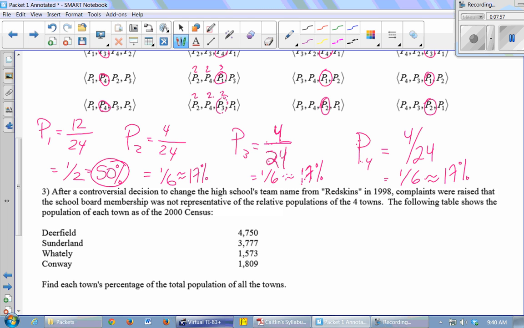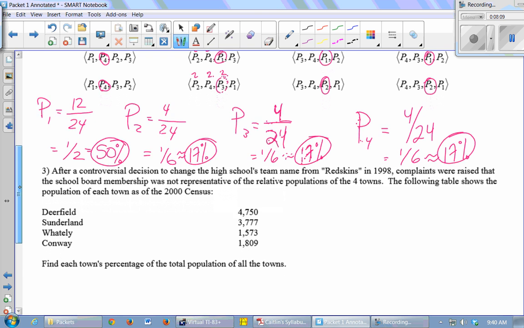Okay, now if I add those up, they should add up to what? 100. They're going to be a little bit off. Why are they a little bit off? Because I rounded. So that's a reasonable thing. They should be close to 100%.